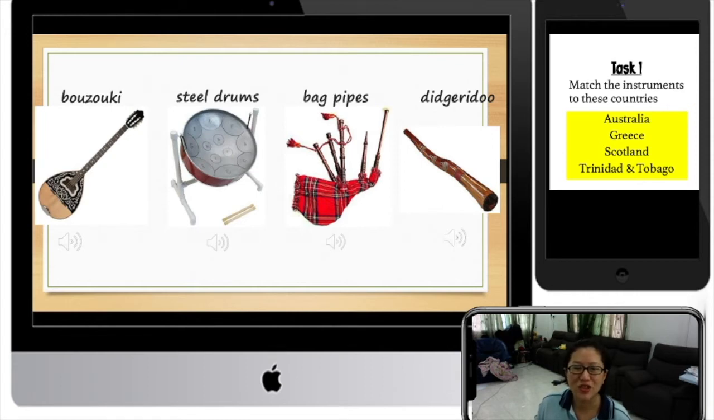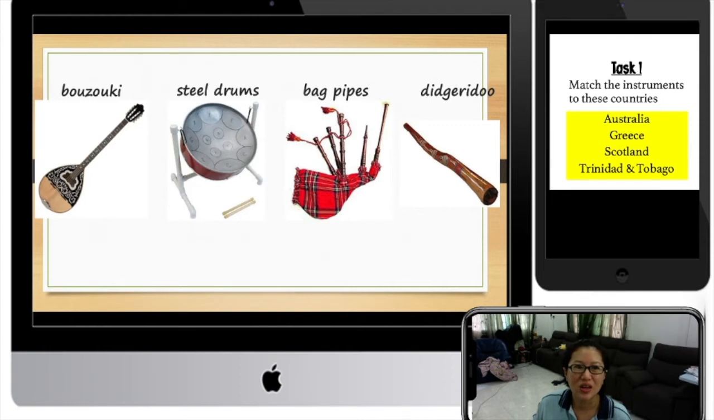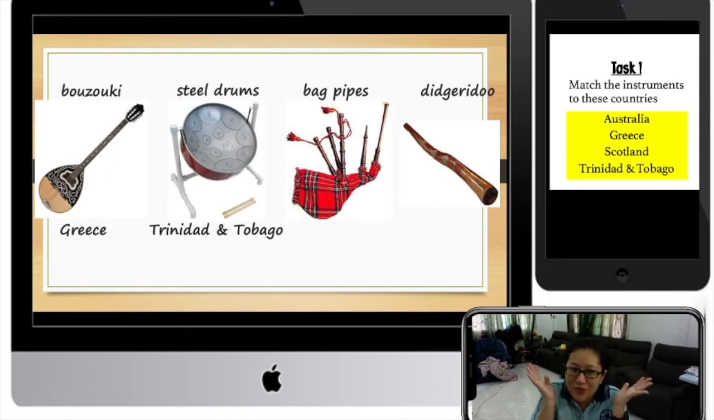Now, let's match it with the countries. Can you guess where bouzouki comes from? Yep, it is from Greece. What about steel drums? You got it correct. It's from Trinidad and Tobago. What about bagpipes? Where does it come from? Yep, it comes from Scotland. The last one, didgeridoo. Where does it come from? Yes, it's from Australia.